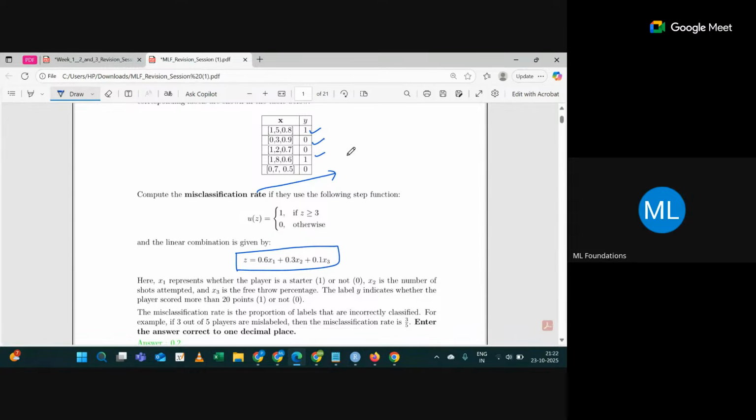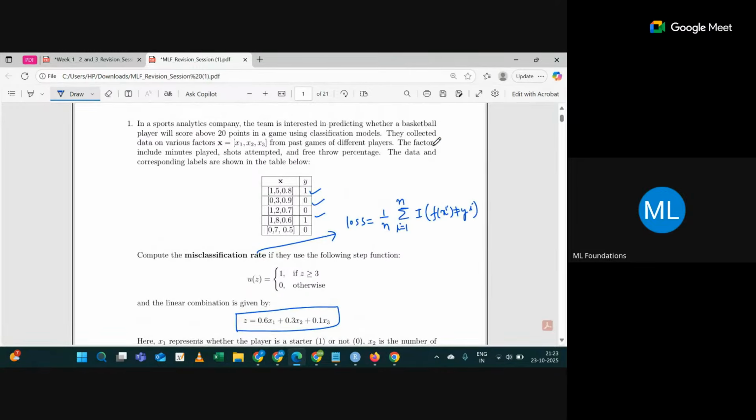How will you calculate? Basically, we have to calculate the loss. We will calculate those which won't match with the Y's. Tell me the formula. 1 by n, summation of i is equal to 1 to n, very good, of the indicator function 1 of f of xi not equal to yi. Right, not equal to yi.